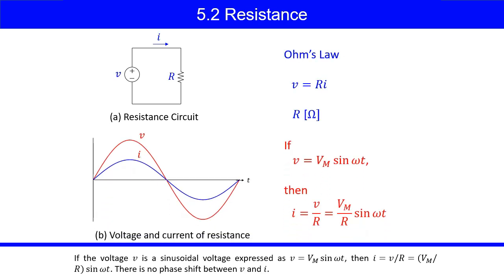If the voltage V is a sinusoidal voltage expressed as V equals Vm sine omega t, then I equals V over R, equals Vm over R sine omega t. There is no phase shift between V and I.